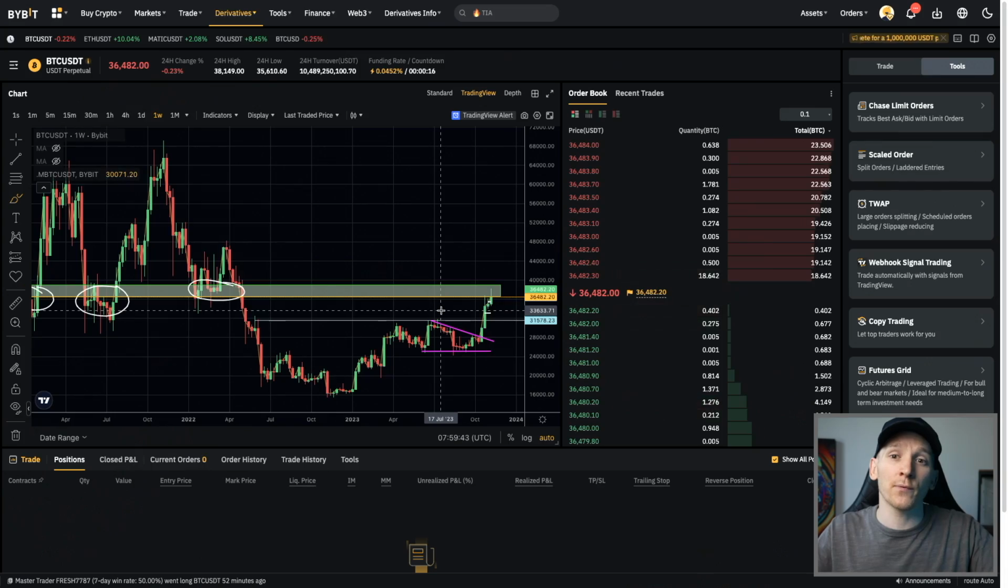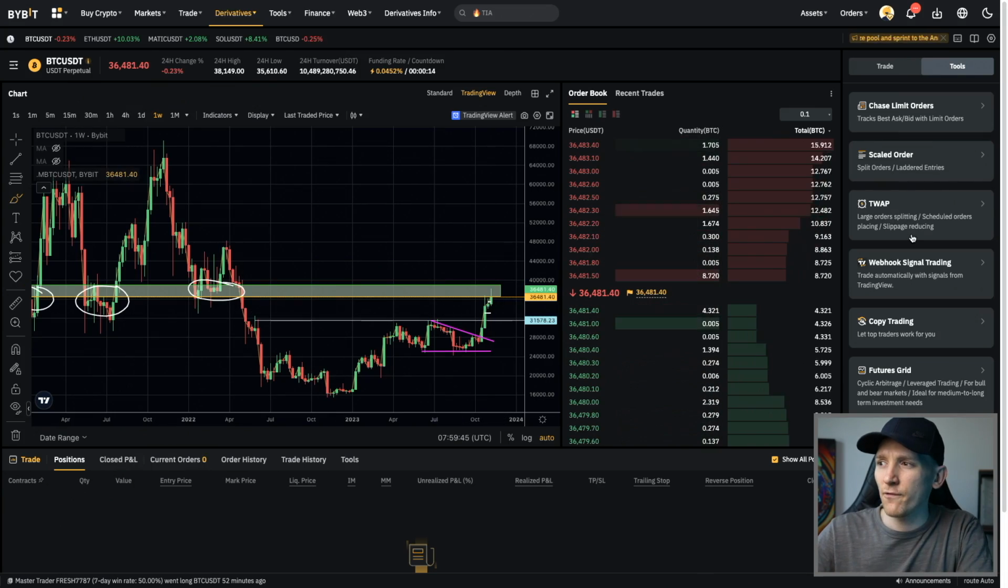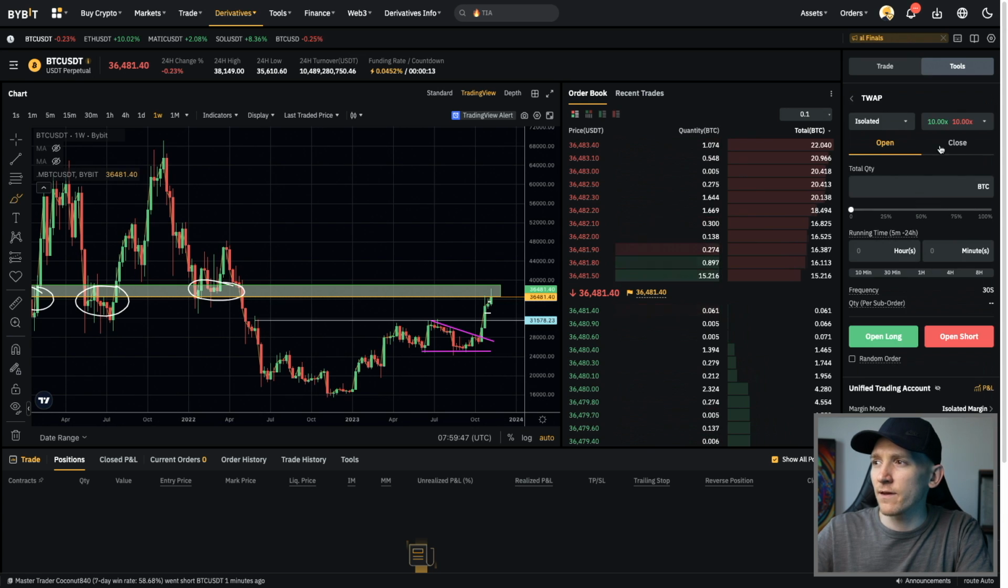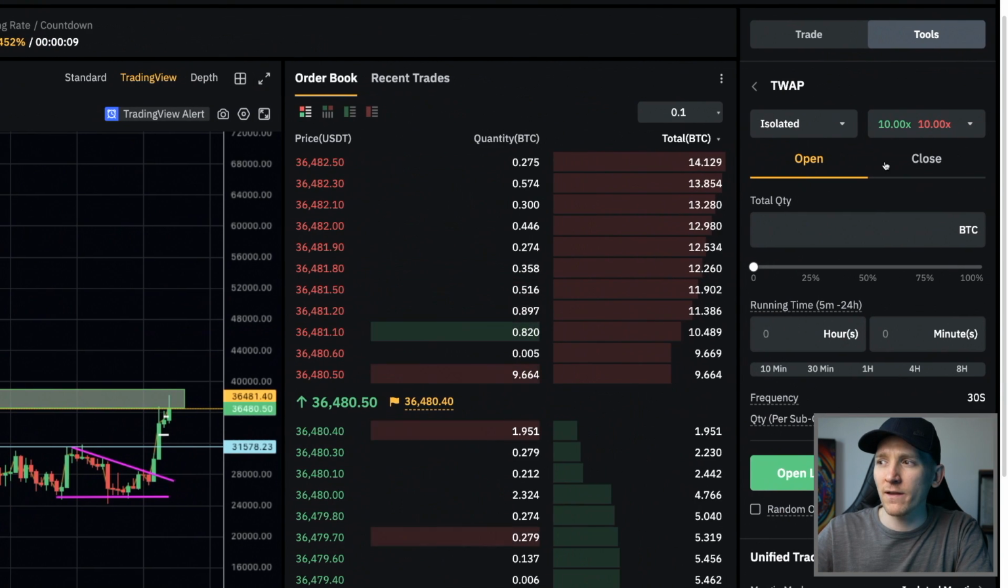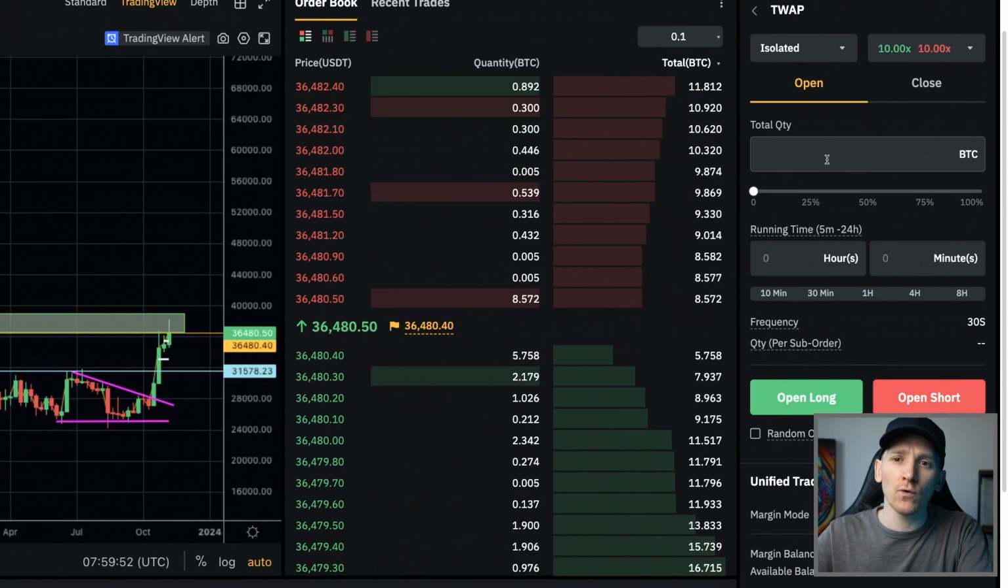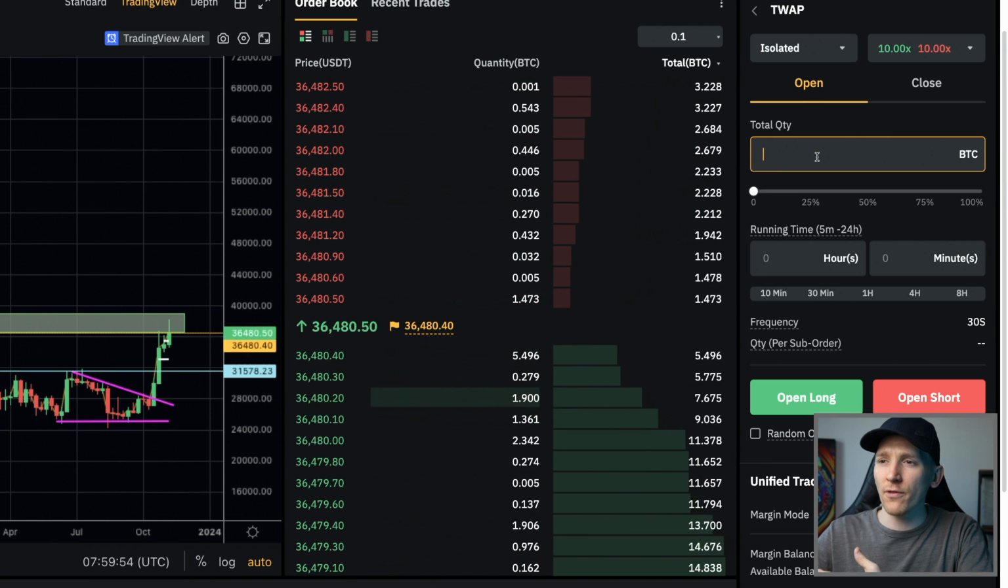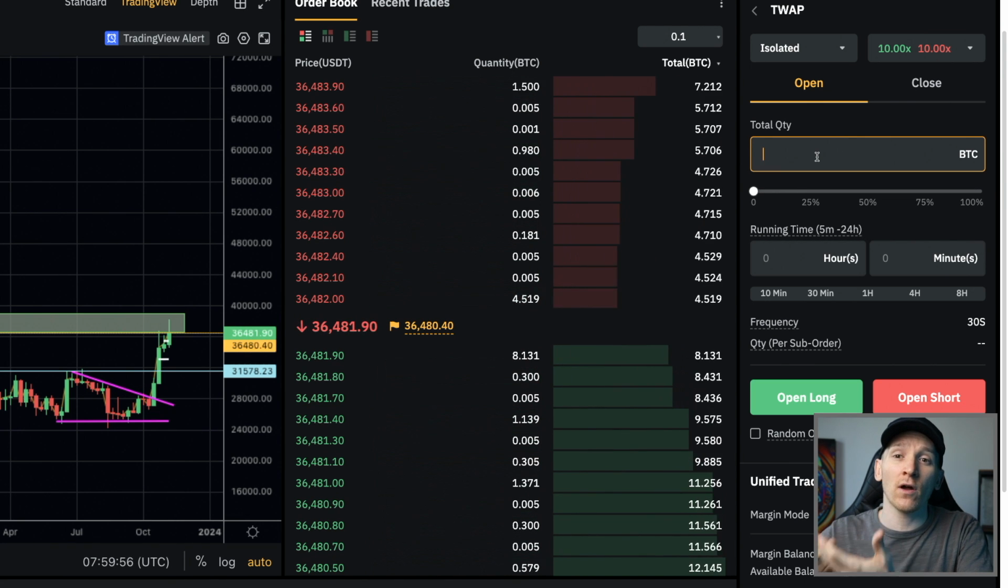Within the futures market, Bybit also has a couple of different order types which can really help with your trading. First one we'll look at is TWAP. Click this. This is time weighted average price. So you can get into or out of orders rather than all at once. You can just do it through a time weighted average price.